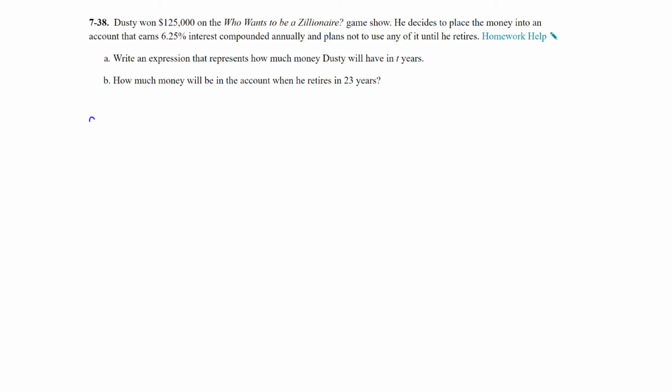So on part A, we need to know what is that initial value. Well, he won $125,000. We don't have to worry about money being taken out in taxes. So that's what he started with. The multiplier, you start at 100%, and it's gaining interest at 6.25%. So that's 106.25%. And then you divide that by 100 to get 1.0625. This would be your multiplier.